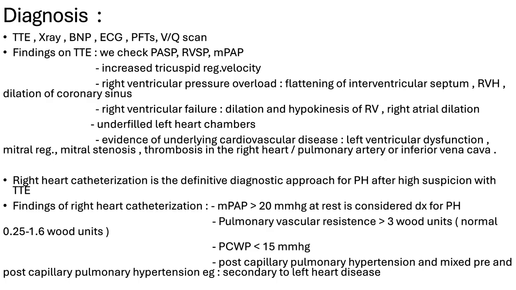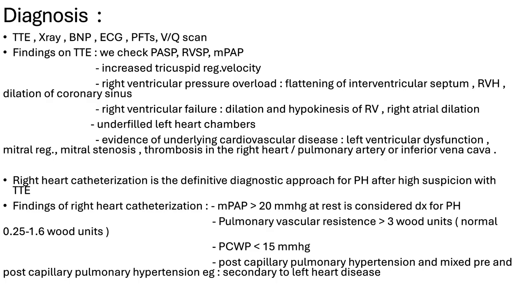Now for the diagnosis of pulmonary hypertension, first we start with transthoracic echocardiography. In transthoracic echocardiography, you have to check for pulmonary artery systolic pressure, mean pulmonary artery pressure, and right ventricular systolic pressure. Usually we find increased tricuspid regurgitation velocity and signs of pressure overload in the right ventricle, like flattening of the interventricular septum, signs of right ventricular hypertrophy, and dilation of coronary sinus.